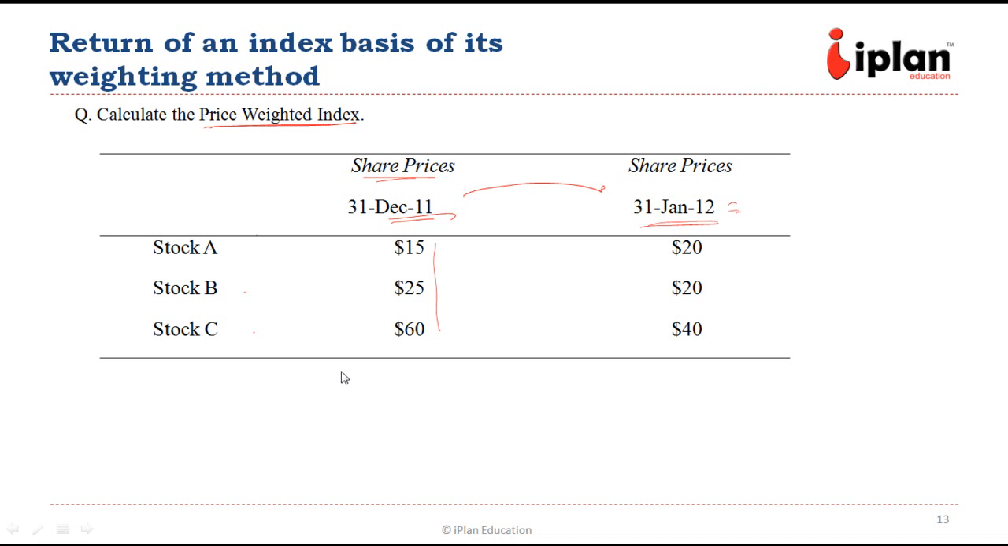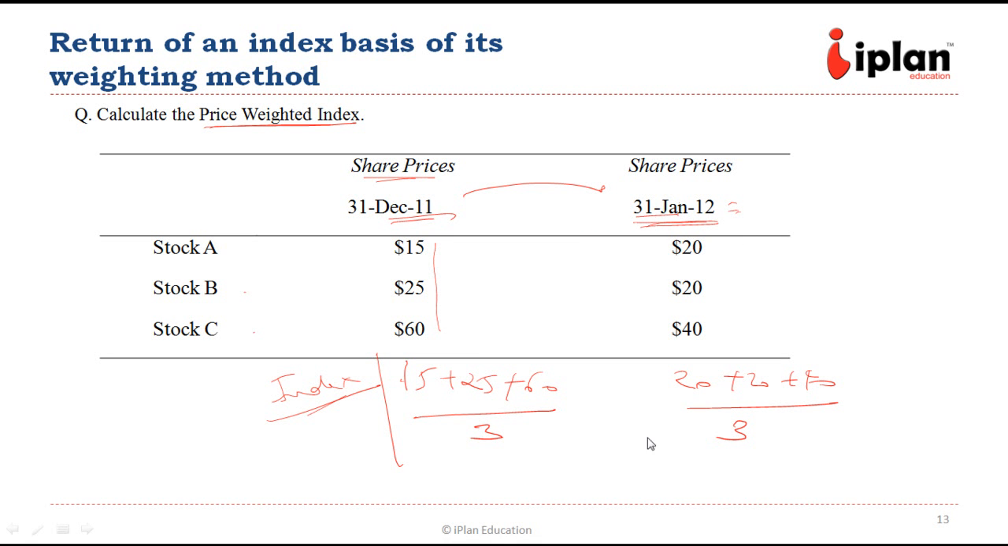So let us calculate the index in December 2011. Price weighted average is simply the arithmetic average. So 15 plus 25 plus 60 divided by 3 is the index at this point in time, and 20 plus 20 plus 40 divided by 3 is the index at January 2012. We can see the difference between these two and find out the percentage change in the index. If we take this as 100, we can calculate in terms of index value. What is the new index value?